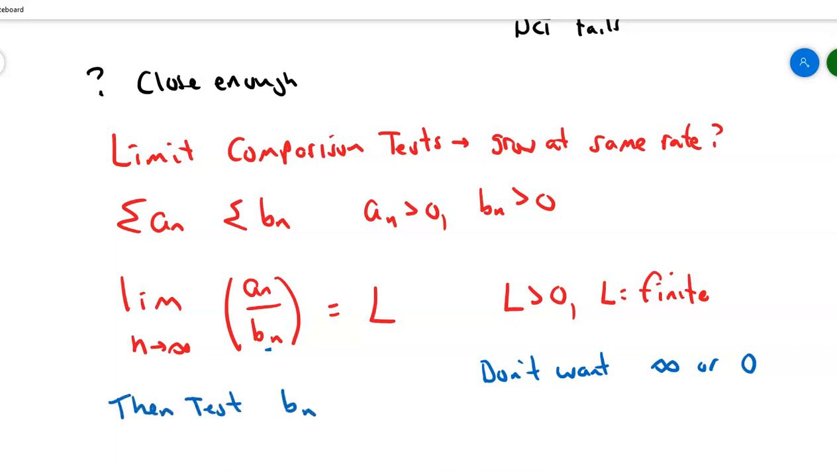Then test your b sub n. So the a sub n is the one that I was given. The b sub n is the one that I come up with to use as a comparison.